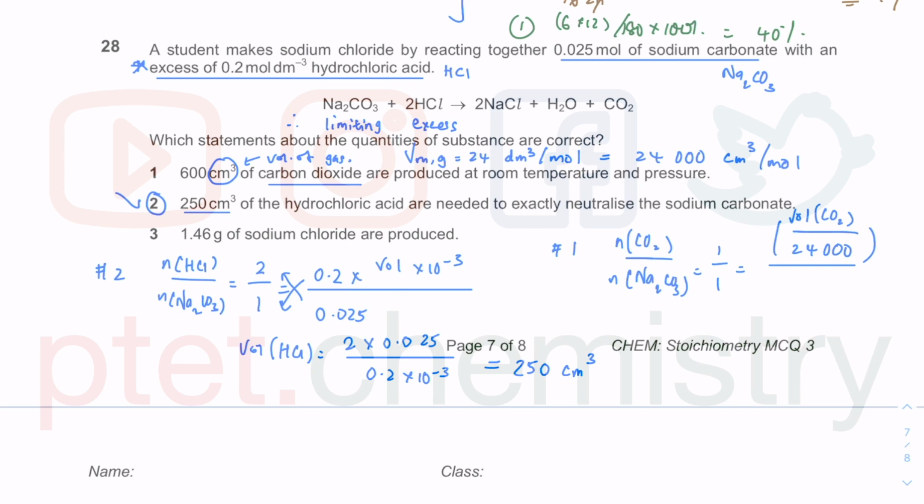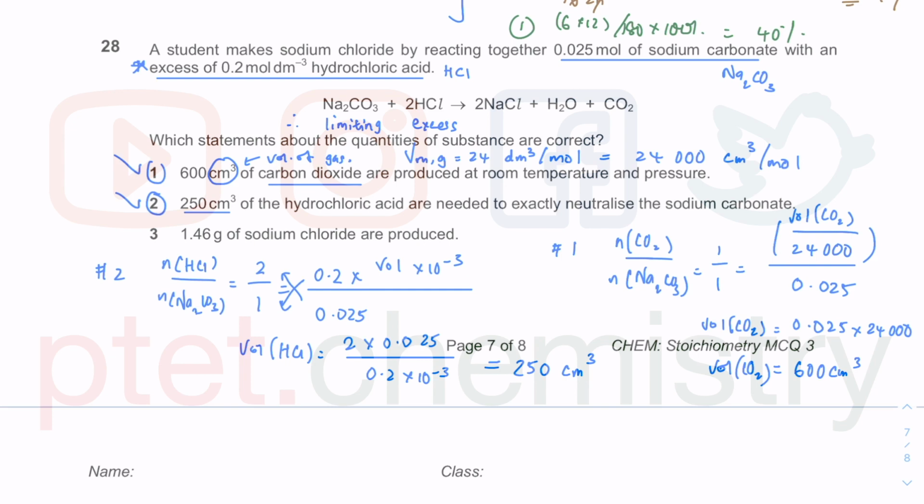As the molar gas volume, which is a constant. And that value at the bottom is already the mole of sodium carbonate, so I just sub it in, making the volume of CO2 the subject. So it's 0.025 times 1 times 24,000. So they give me exactly 600 cm cube for the volume of carbon dioxide. So again, 1 is correct.